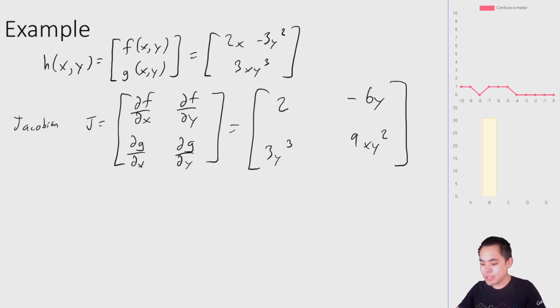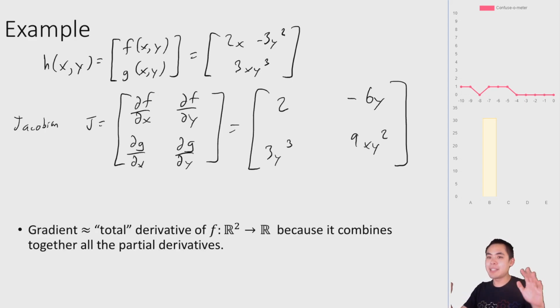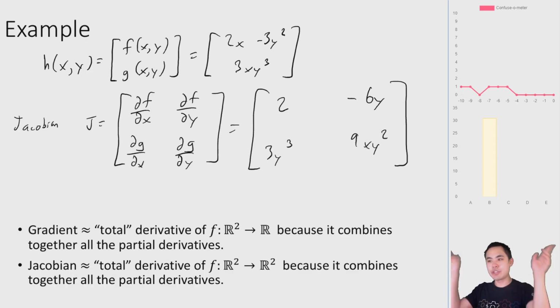Okay, so this is a matrix, and you can think of the gradient as the total derivative of a function from R squared to R, because it combines together all the partial derivatives. And you can think of the Jacobian as the total derivative of h from R squared to R squared, because it combines together all the partial derivatives of this h function. Okay, so this is why we call the other derivatives partial derivatives, because they're parts of this bigger derivative object. So the derivative is no longer a number anymore. It's this matrix instead.